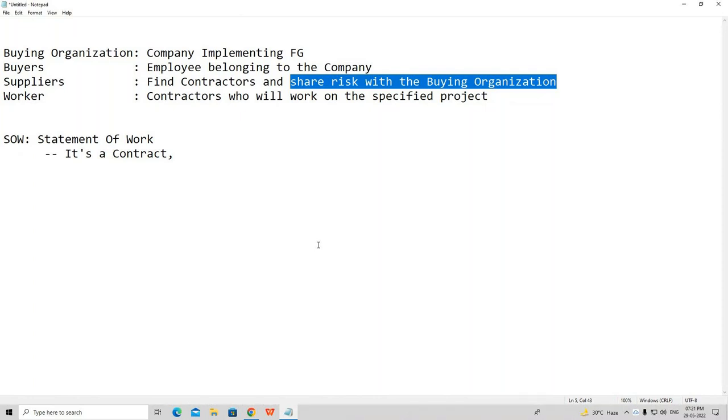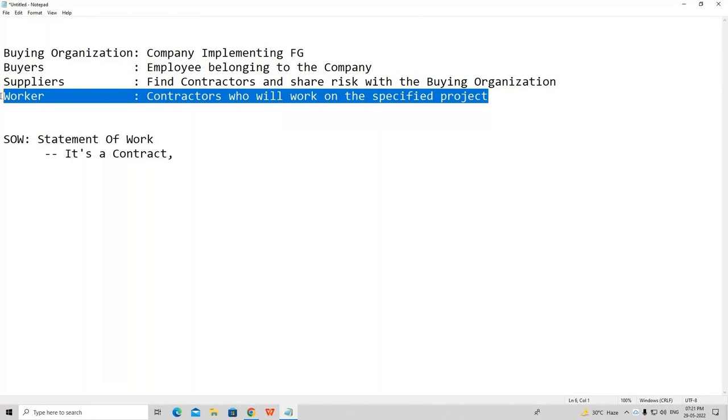Because if you don't understand this thing, then when I discuss what is SOW, what is contingency workforce management, what are the different things which will come into the picture, you will not fully comprehend what is happening or where it is happening. So keep this in your mind. Now, when you go to the worker, who is a worker? We are specifically talking about contractors who will work on the specified project. So these workers are nothing but the contractors, right?